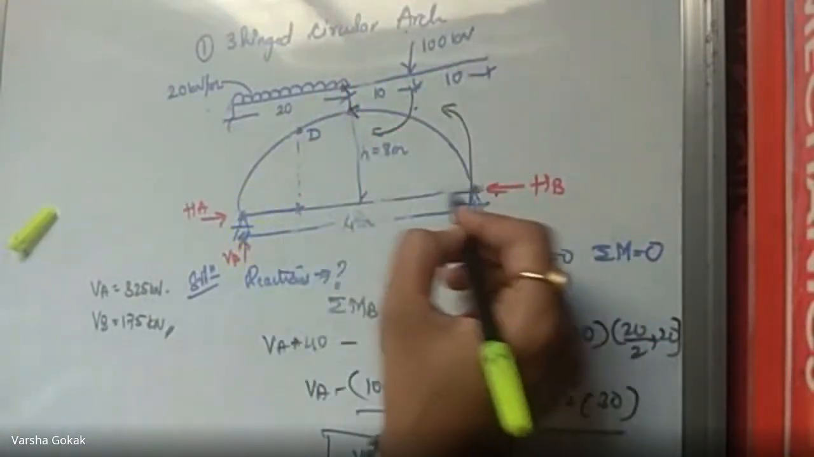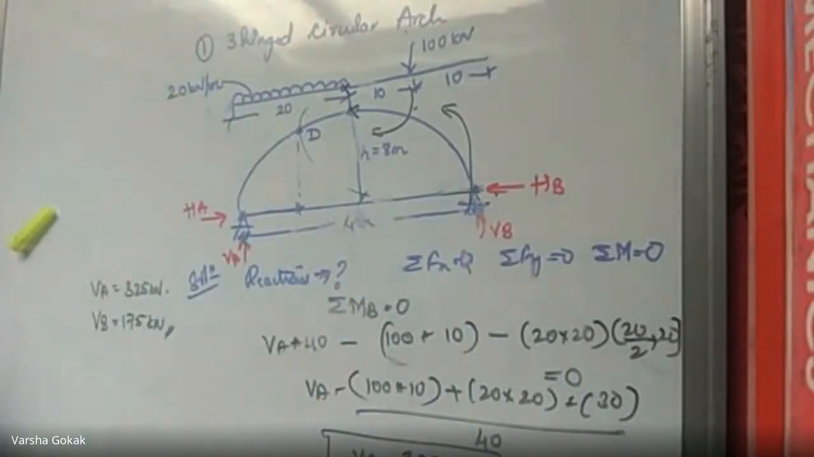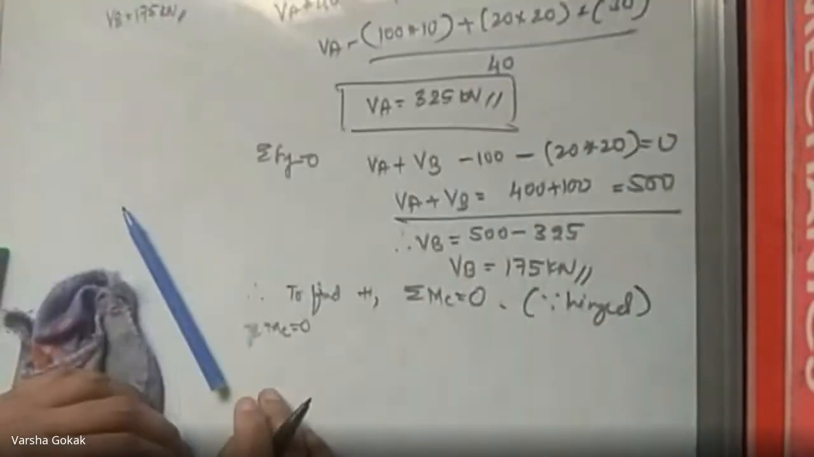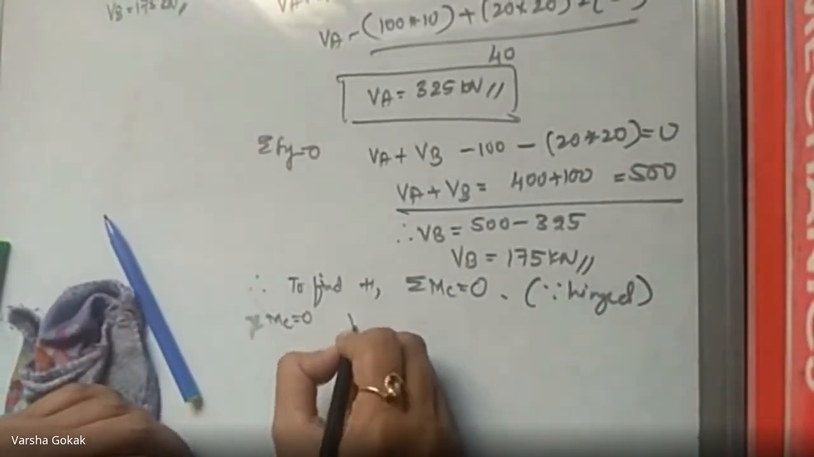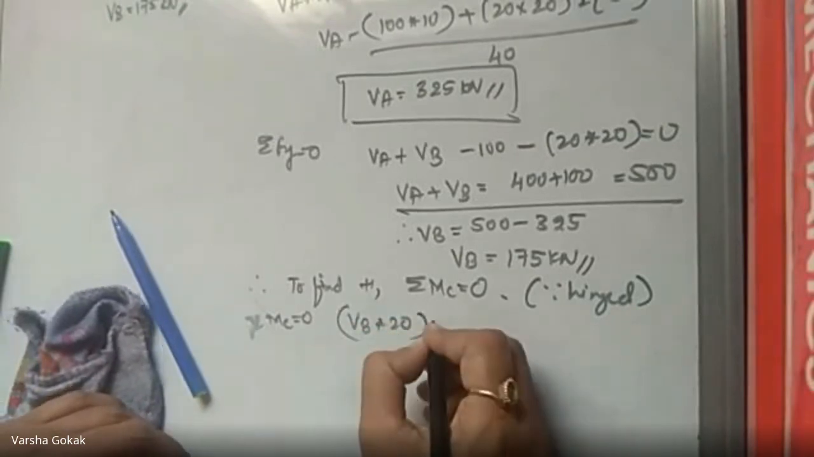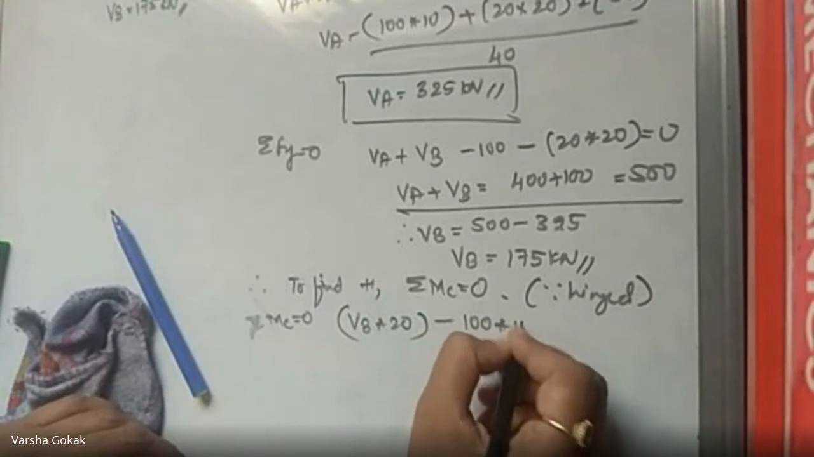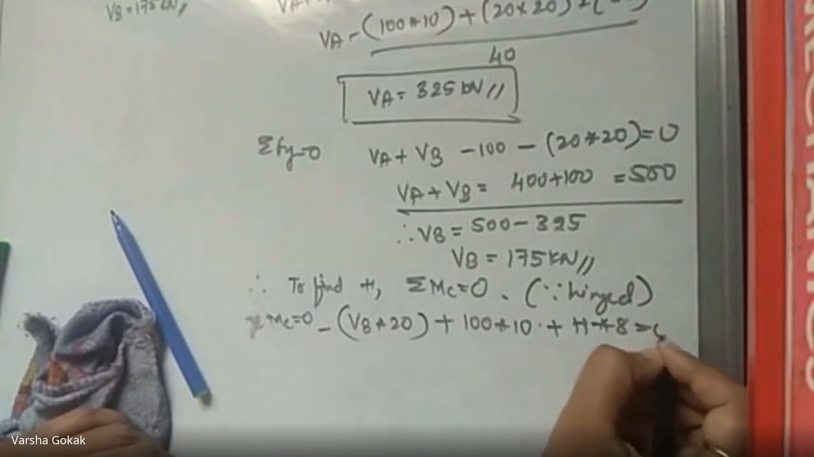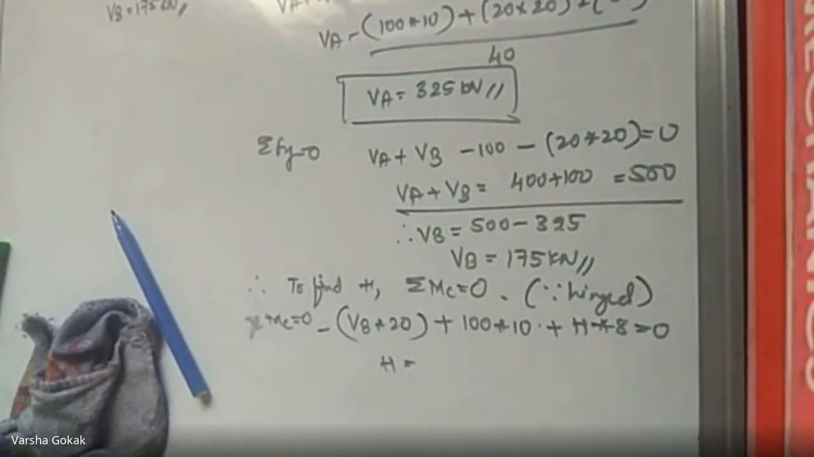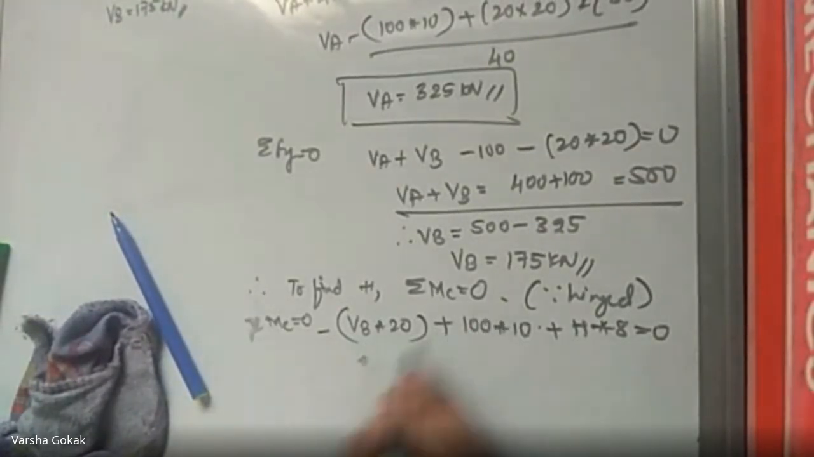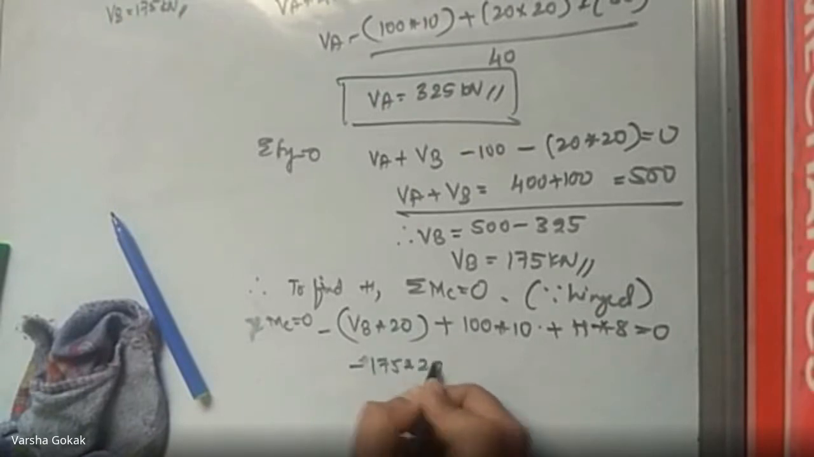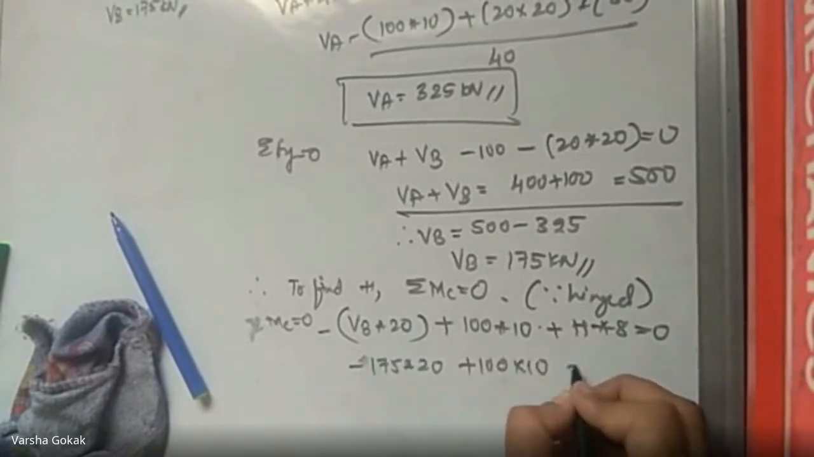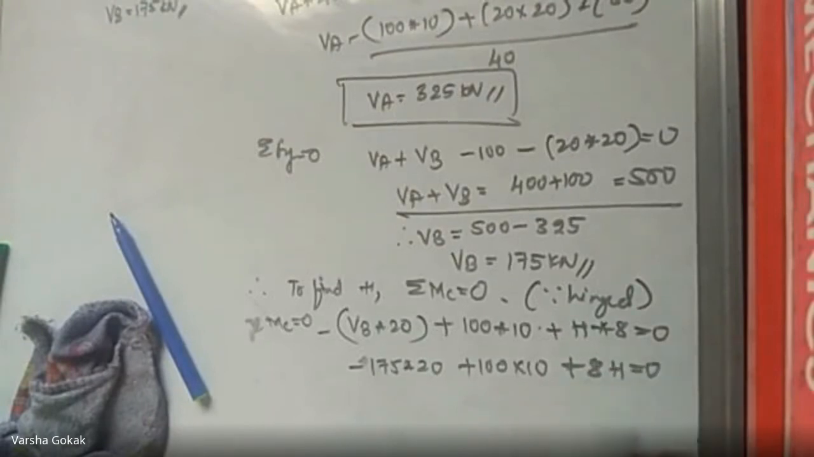And then you have this H. H goes to C in clockwise direction. So plus H into the small h, that is total height, equated to 0. So I write the equation, moment at C: minus VB into 20 plus 100 into 10 plus H into 8 equal to 0. From here, get the value of H, please. You know the value of VB, no? You can substitute. VB is 175, so minus 175 into 20 plus 100 into 10 plus 8 times of H equal to 0. From here, get the value of H.